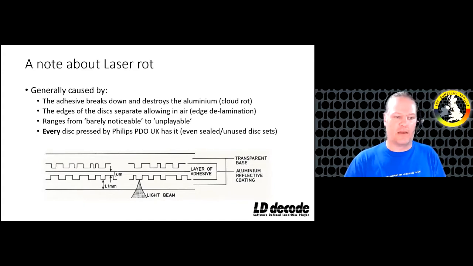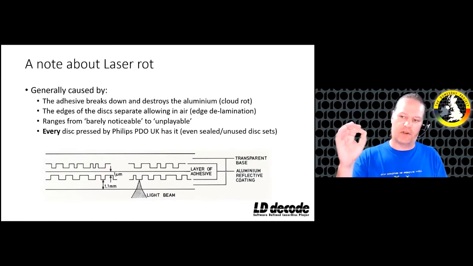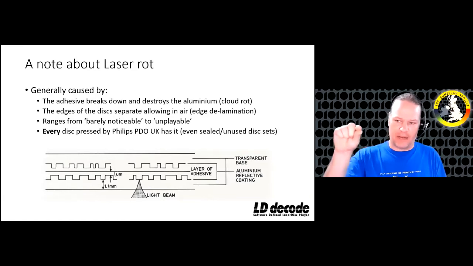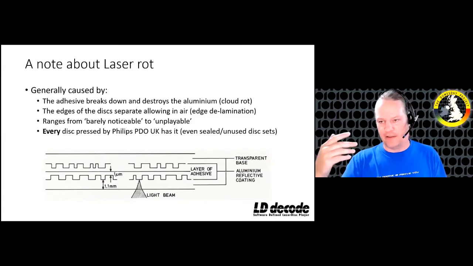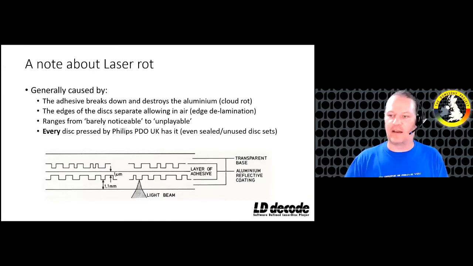The other problem you have is a thing called edge delamination, which is where at the edge of the discs, because those are the ones that get a little bit of impact damage and they're exposed to the air, the plastic at the edge of the disc starts to delaminate, it starts to split apart. And that allows air into the disc, which allows the adhesive to break down again and causes further rot. And you have both of these happening at the same time, and it can change a disc from perfectly good, where you can barely notice any problems, to you just can't play it anymore.